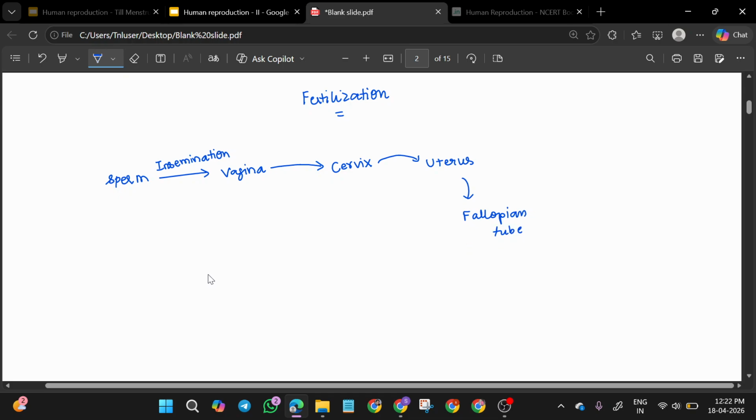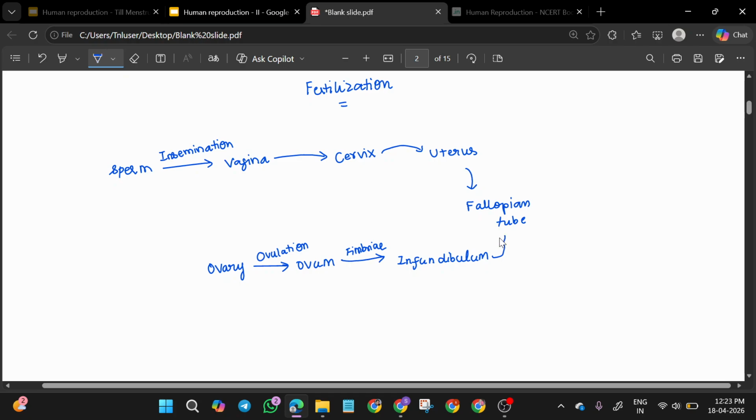Similarly, the ovum is released from the ovary. The process of release of the ovum is called ovulation. This you already know. It is captured by the fimbriae present in the infundibulum and enters the infundibulum. Inside, it travels by ciliary movement of the fallopian tube, because the ovum is non-motile. If someone moves it, it moves; by itself it will not move. But sperm is motile because it has flagella.